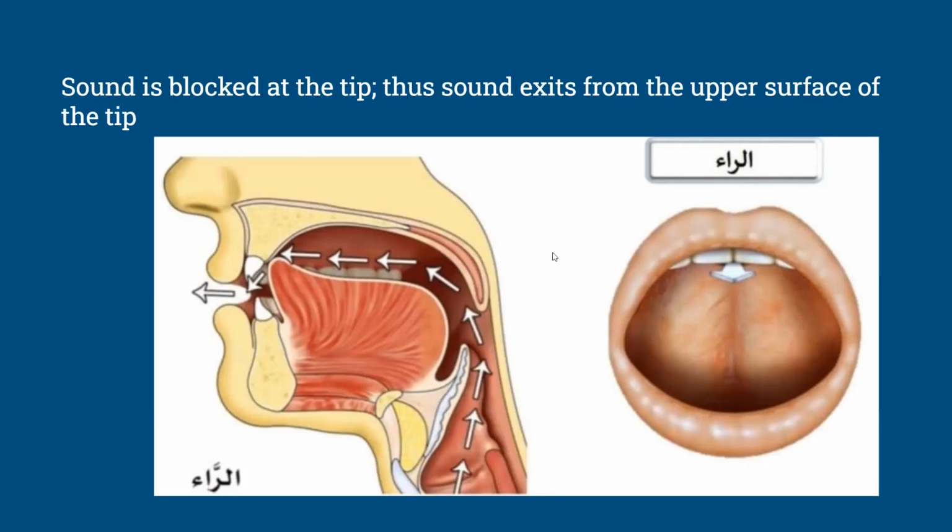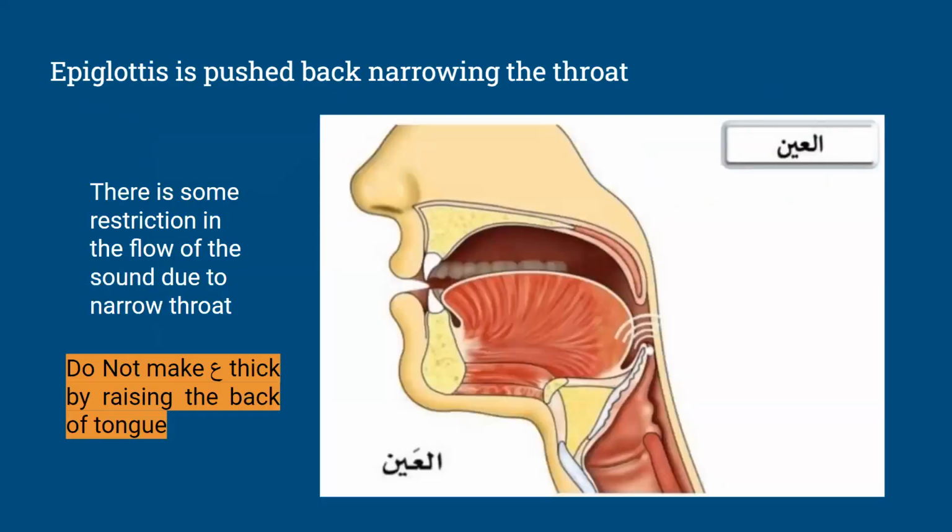It has Shiddah, blocking of the sound, but it has Rekhawah as well, because still the sound can come out. Ain. Ain is one of the Tawasut letters. So let's come to the makhraj of the Ain first. The makhraj of the Ain is the epiglottis pushed back towards the back wall of your throat. So when you're pushing the epiglottis back, it will be narrowing the throat.